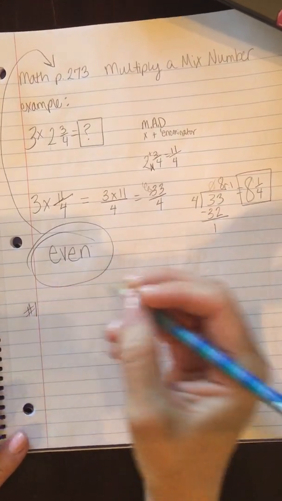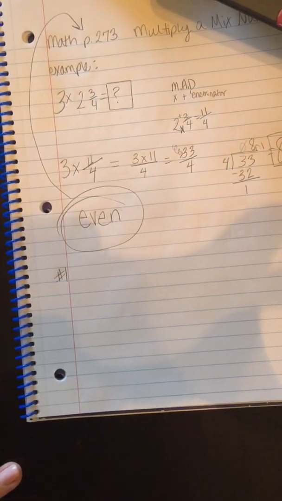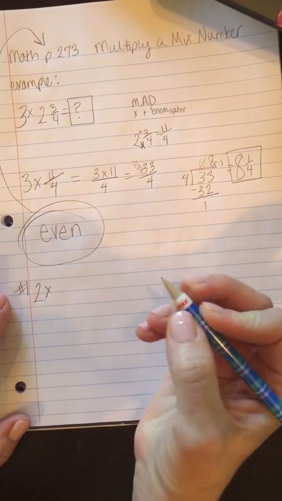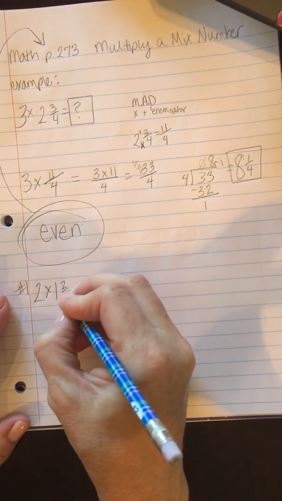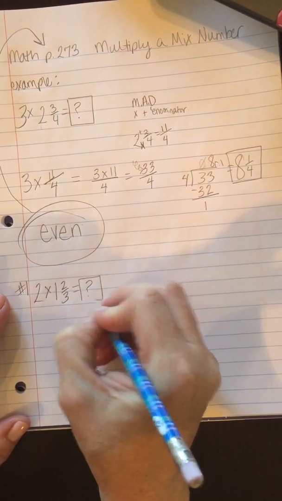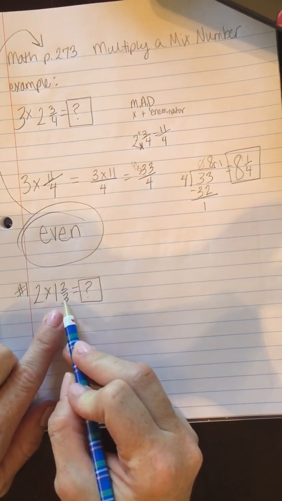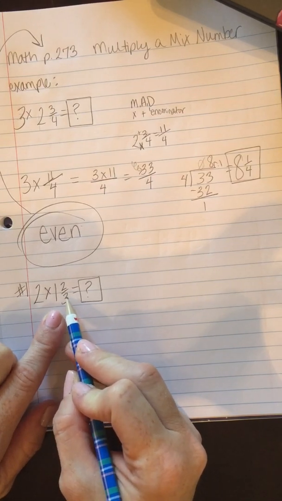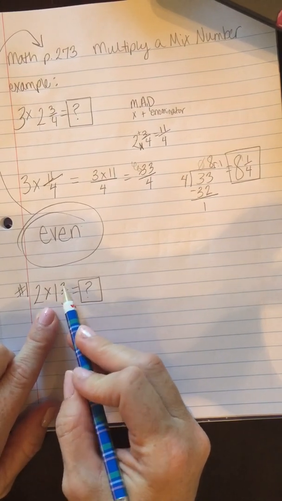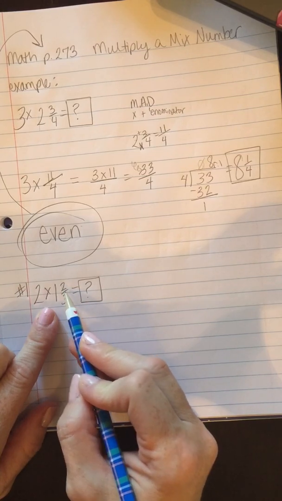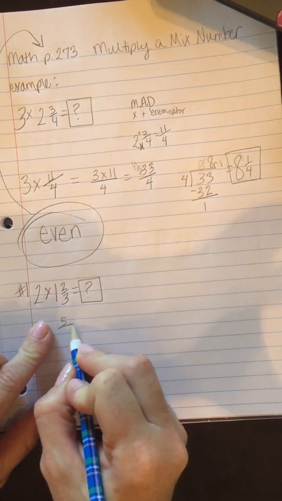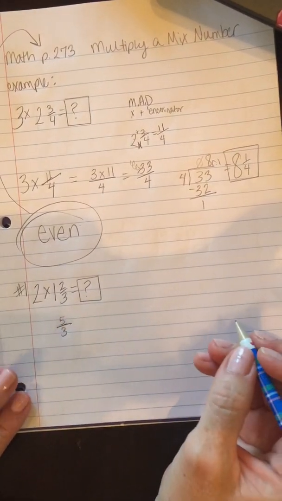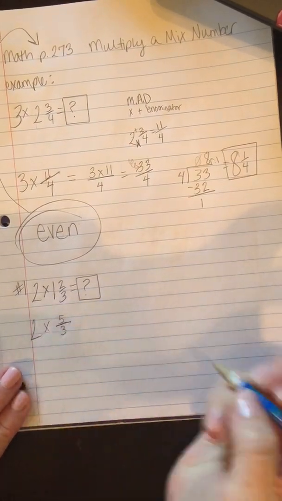I'm going to do number 1 with you, okay? Let me check my video, make sure I have y'all on my screen. Yes, number 1. We have 2 times 1 2/3 equals blank. First thing I have to do is put my mixed number into an improper fraction. I do that by making it MAD. Multiply, 3 times 1 is 3. Add the 2, that'd be 3, 4, 5, and then put the same denominator. That's 5 over 3. It's 5/3.